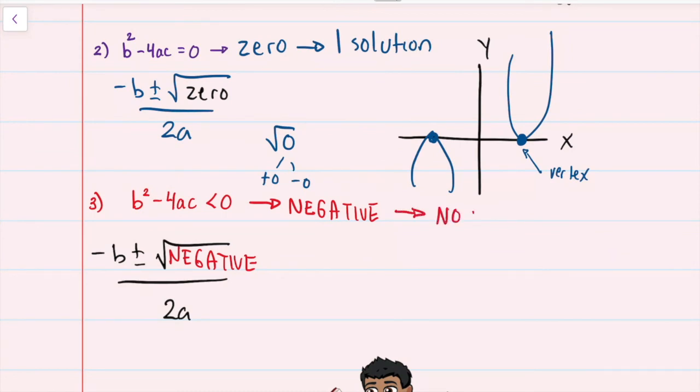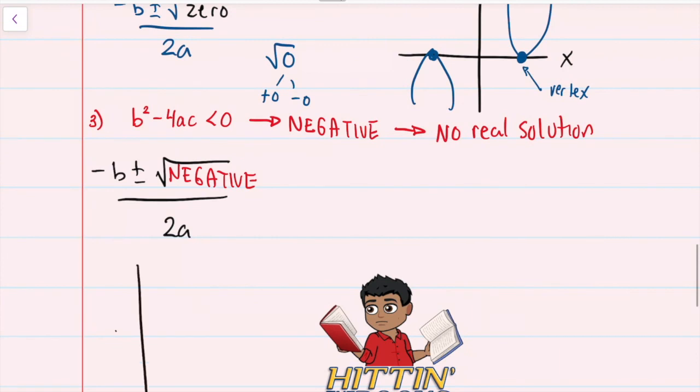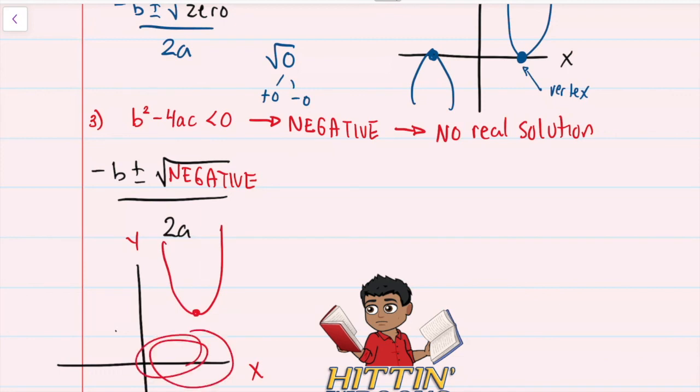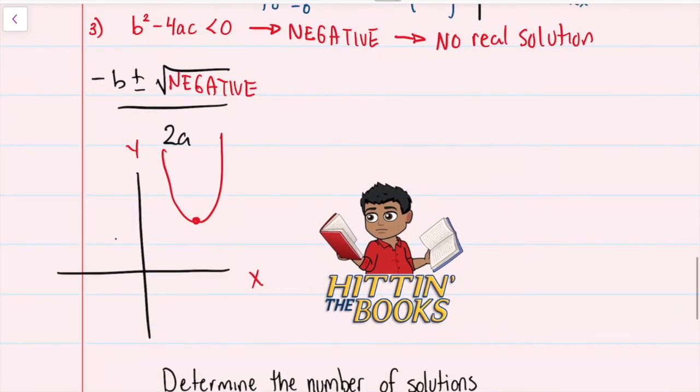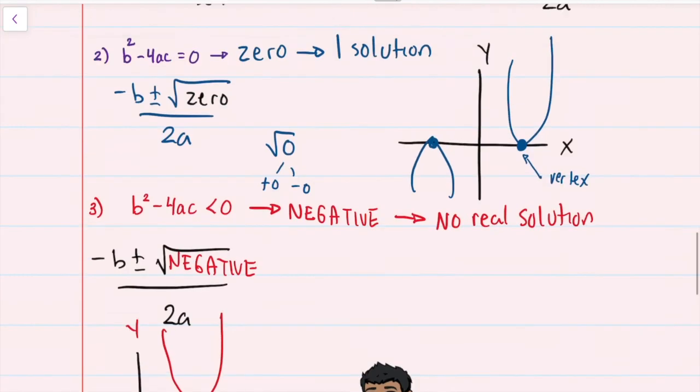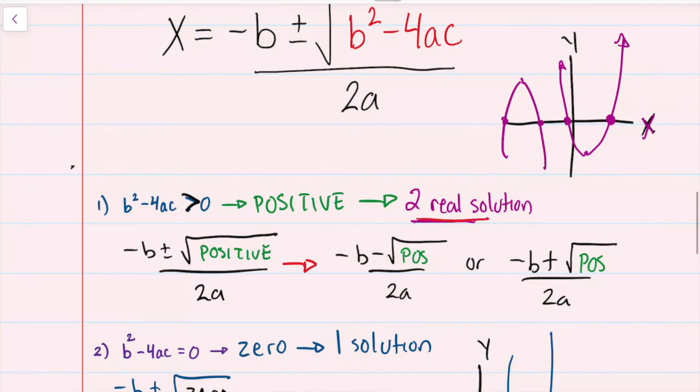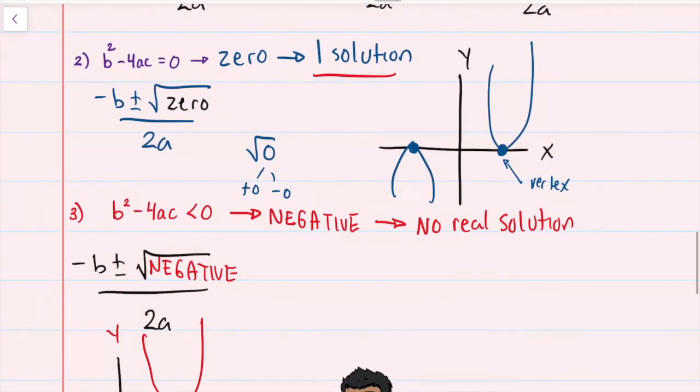So what do you guys think the answer is going to be for this? There is no real solution. And how is that going to look like in a graph? Let me show you right here. Well, if a solution means it's crossing the x-axis, do you think this is going to cross? You guessed it. It's actually either a parabola going up, meaning it will never touch the x-axis, or a parabola going down, but this way, so that it will never touch the x-axis. And that's an example of two real solutions, one solution, and no real solutions. That's how you do it.